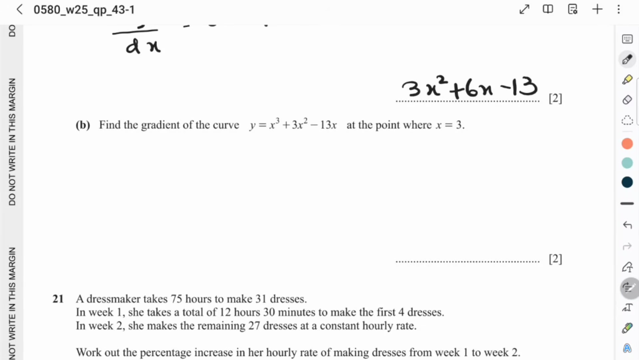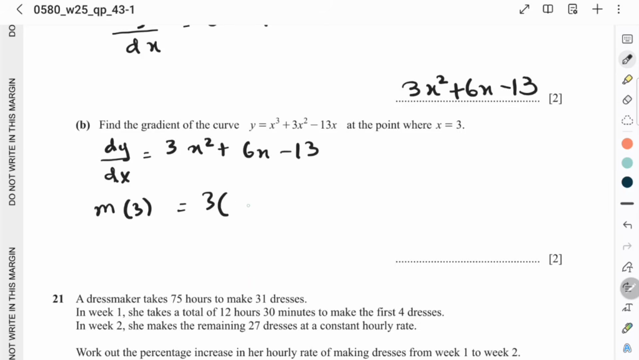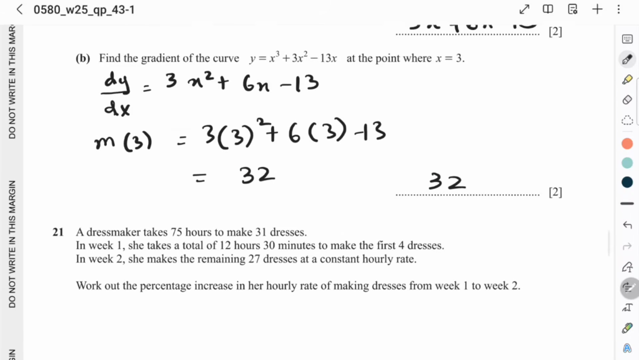So you know that the gradient, your derivative shows the gradient. Just put the value of x is 3 in your derivative, dy upon dx. So you have 3x square plus 6x minus 13 is dy upon dx, and the gradient at 3, you will be getting 3 square plus 6 times 3 minus 13. Take your calculator, it will be equals to 32.